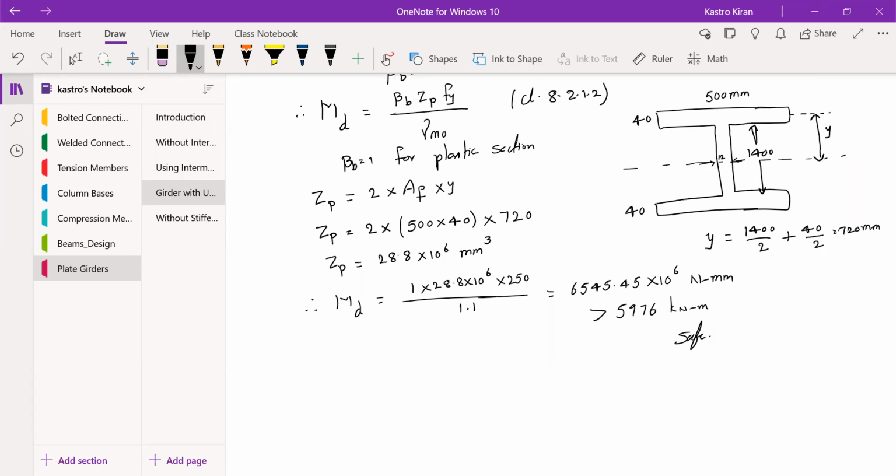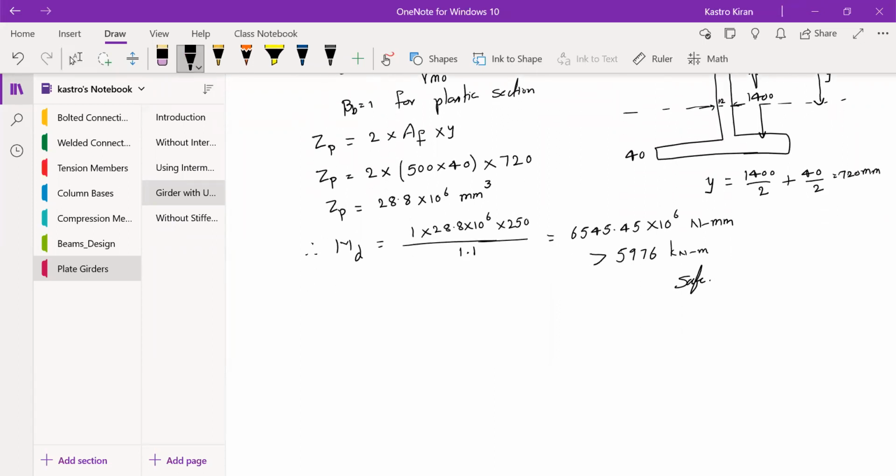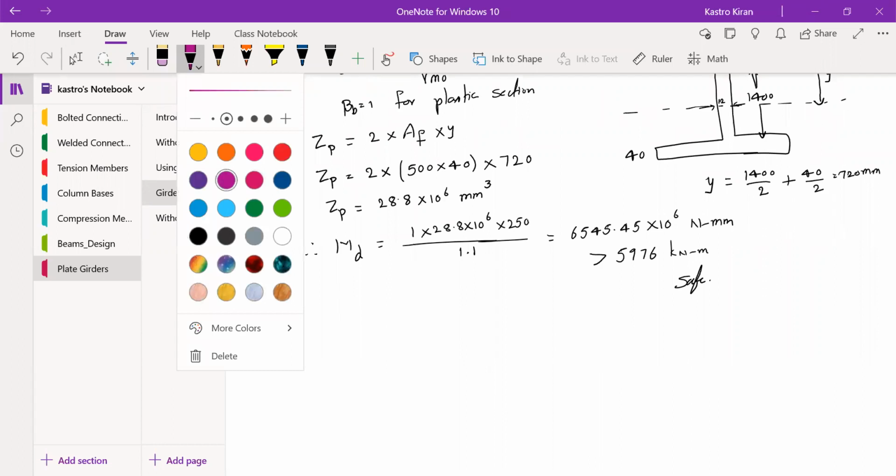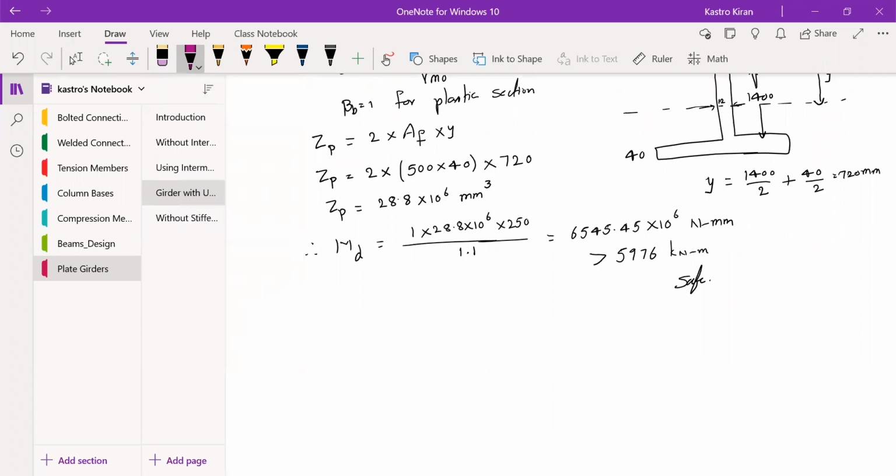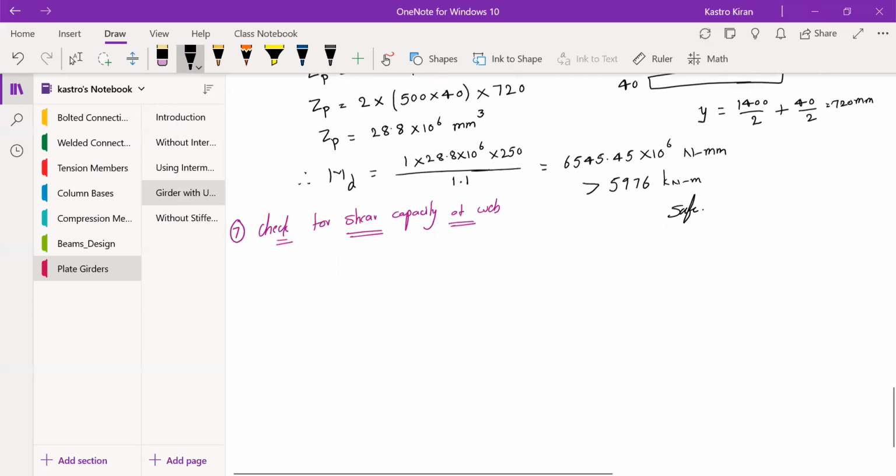Now let's solve for the next step, which is to check the shear capacity of web. We have found the moment capacity of the flange, so let's find the shear capacity of the web. Why only shear capacity? Because the webs will take care of the shear forces, and the flanges will take care of the moment forces or moments.